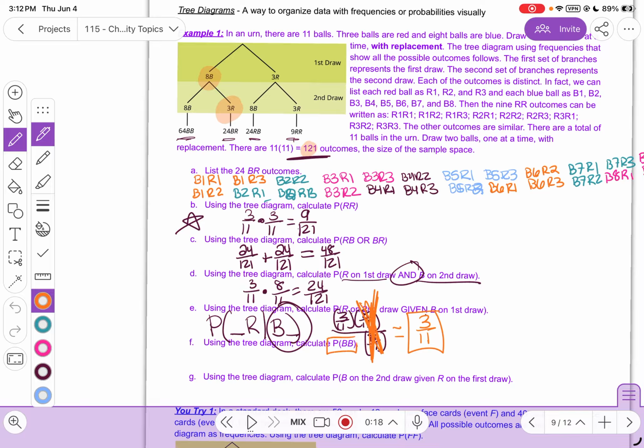Using the tree diagram, calculate BB. So B on the first, 8 out of 11. B on the second, 8 out of 11. 8 times 8 is 64. 11 times 11 is 121.